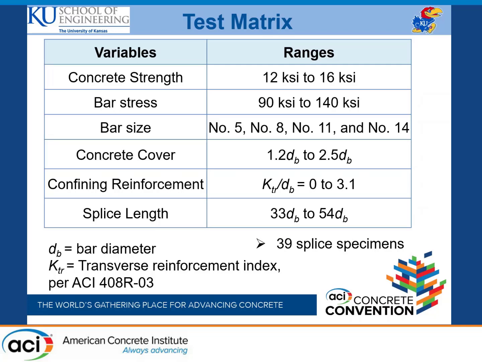Also, like I told you before, we have a bar size factor in the current ACI code, which means bar size also has an effect on bond strength. So we are using different bar sizes and different concrete covers. And for confining reinforcement, Ktr is the transverse reinforcement index as defined in ACI 408R. Our Ktr term ranges from 0 to 3.1, and to get the target bar stress, our splice length ranges from 33 db to 54 db, where db represents the bar diameter.